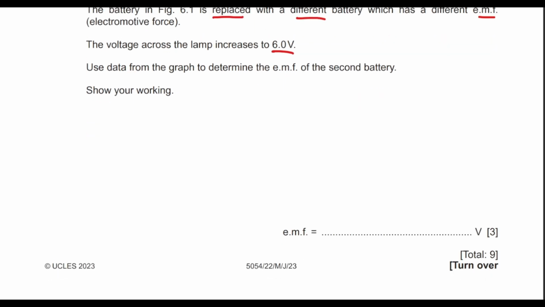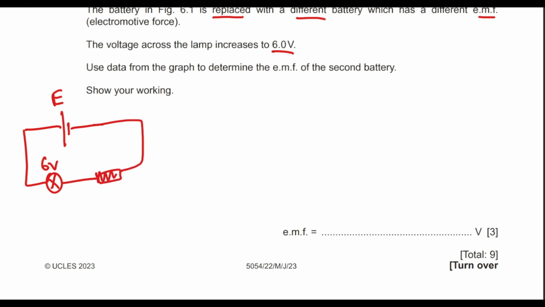Let's make the circuit again. So the EMF is unknown, but the bulb today consumes 6 volts. We don't know what is going to happen to the resistor, but we know that the resistance of the resistor remains fixed. So use the data from the graph to determine the EMF of the second battery.